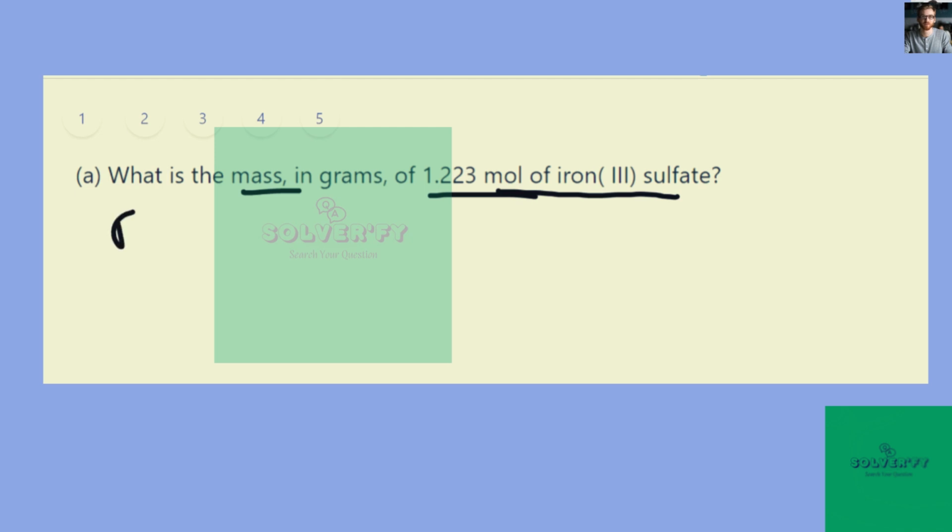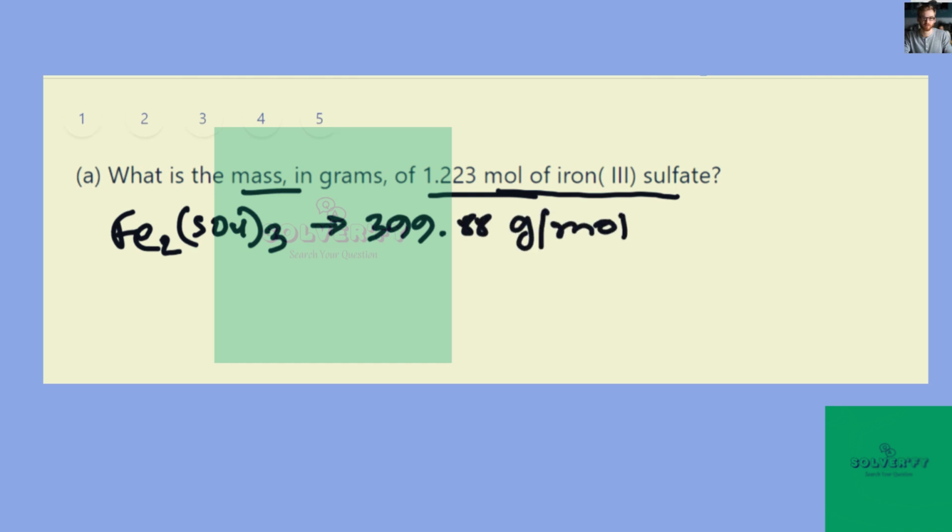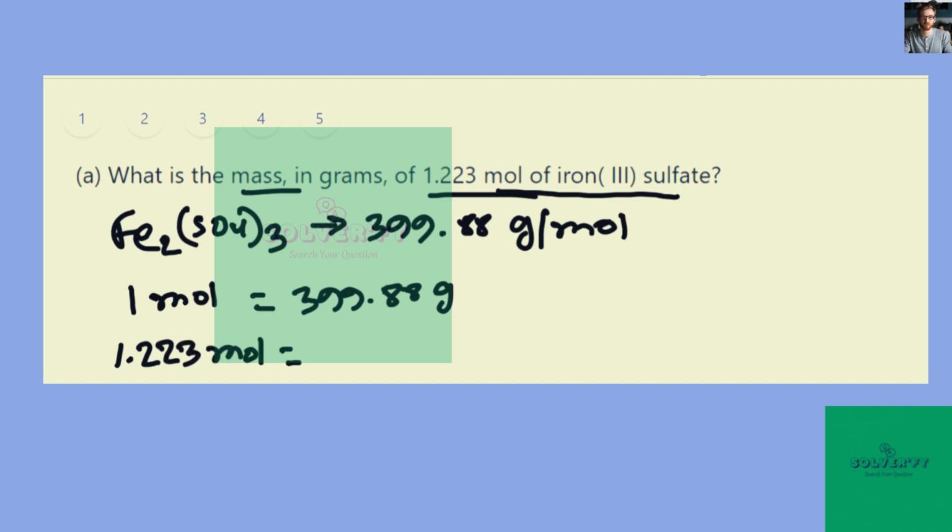So iron 3 sulfate has a formula of Fe2(SO4)3, and its molar mass is 399.88 gram per mole. That means its 1 mole contains 399.88 gram. Therefore 1.223 mole will contain simply this mass times this mole.